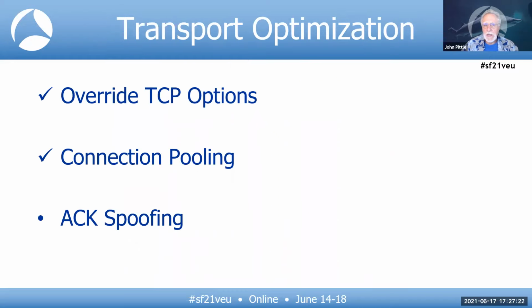So we've talked about overriding TCP options. We've seen what that looks like. We've talked about the connection pooling concept between the two steelheads. We've seen what that looks like. So now let's look a little bit closer at ACK spoofing, TCP ACK spoofing.